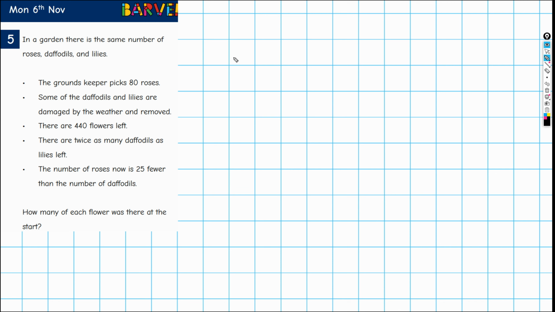Okay, so I am going to start with drawing a bar for the daffodils and the lilies, because in terms of drawing the bar, that's the information I'm given first. There are twice as many daffodils as lilies. So I'm going to make the lilies my basic bar. And if there's that many lilies left, there's this many daffodils left, twice as many.